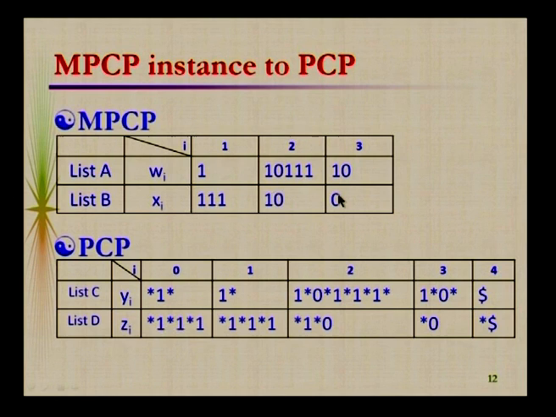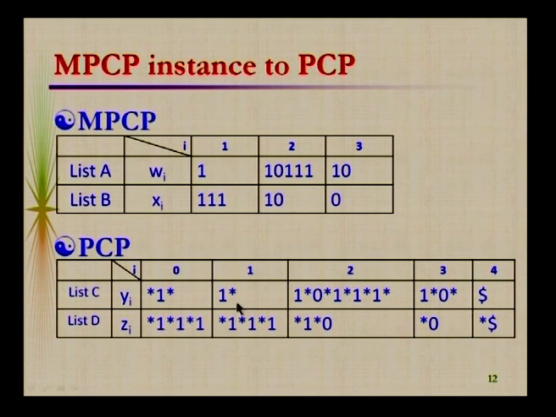Here we have an MPCP instance. So, we are having wi and xi. That is the list of strings available for us, and from here we are forming the PCP. Already I told you that if there are k number of pairs available in the MPCP, there will be k plus 2 number of pairs in the corresponding PCP. So, first you have to form y0. y0 is obtained by star followed by y1. The star is here and y1 is 1 star. So, we will be having star 1 star, but z0 is simply obtained from z1. And when you go for yk plus 1, it is dollar, and zk plus 1 is star dollar.